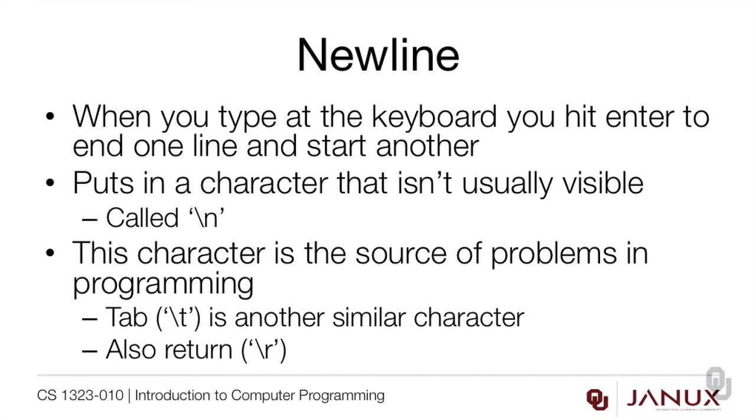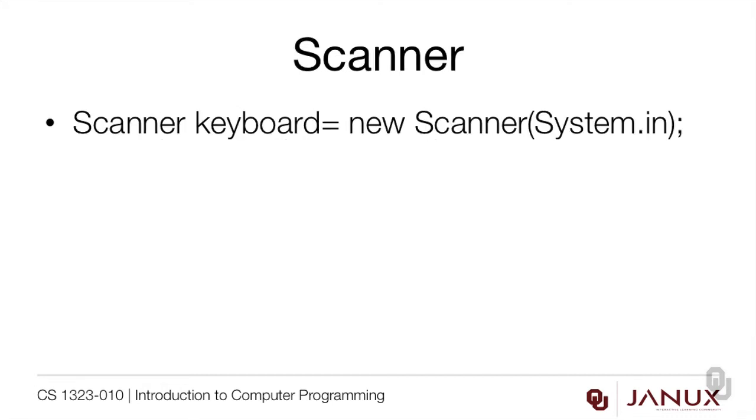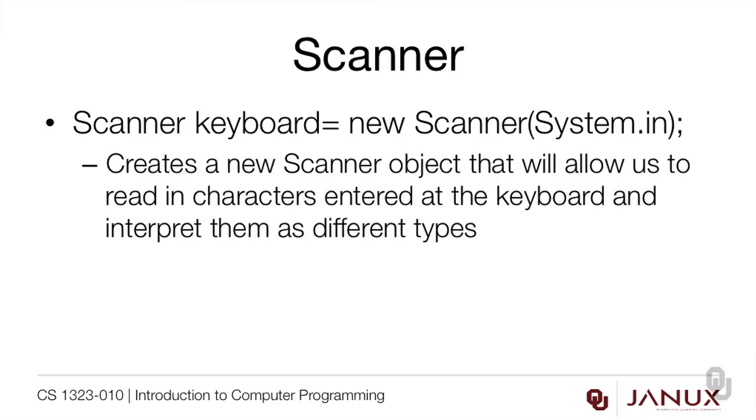When we go to read things in, we use a scanner object. And first we construct it. So we create a scanner to read in things from the keyboard, which I usually call keyboard, and that equals new Scanner(System.in). System.in is the fancy computer name for the keyboard. And so this sets up a usable keyboard. Now, this scanner object will allow us to read in characters entered at the keyboard and interpret them as different types. So, for example, we can read in strings, ints, and doubles. Those are the ones we'll read in the most.